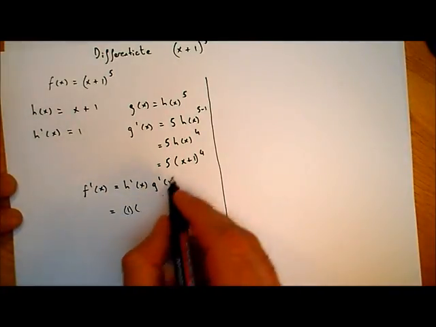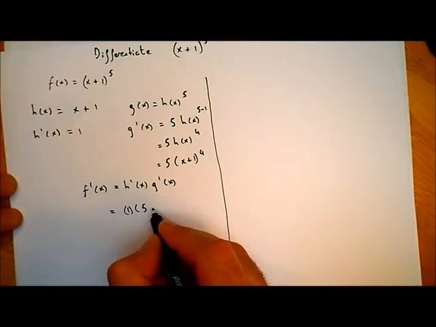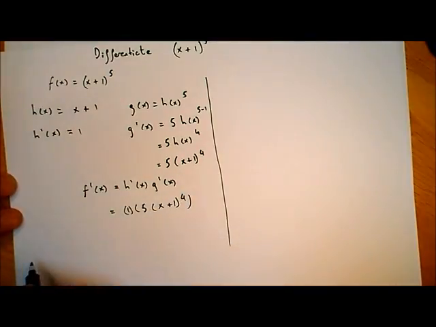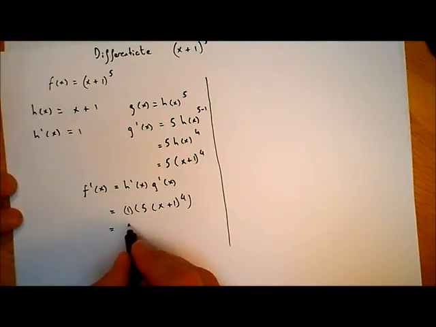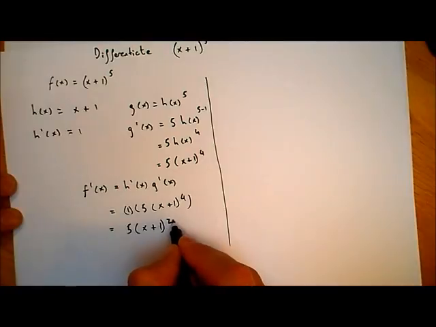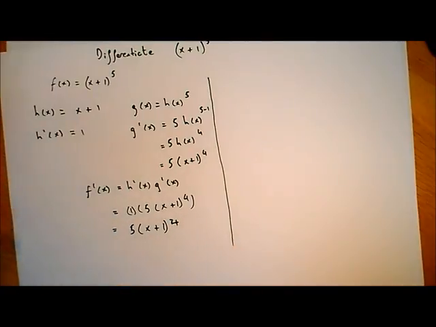So that's nice because it's just 1 times this. So 1 times 5 times (x plus 1) to the power of 4. 1 times anything is just the other thing, so that's just 5 times (x plus 1) all to the power of 4. Okay, so that's the chain rule.